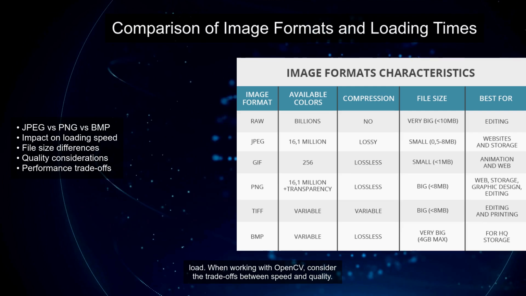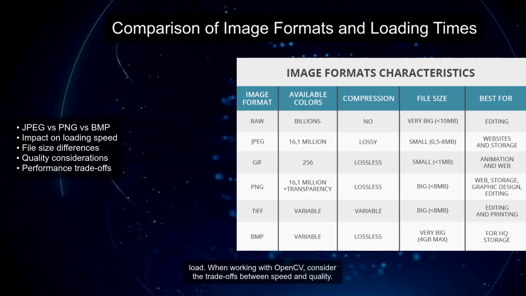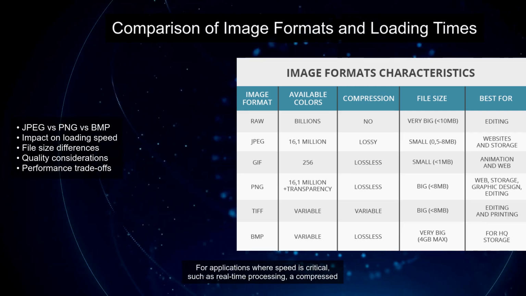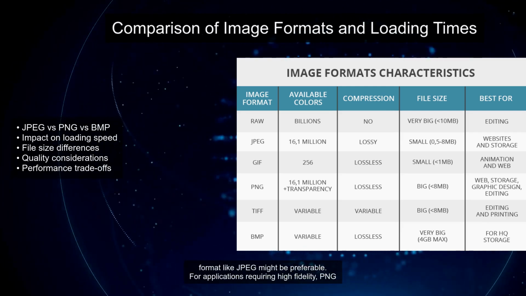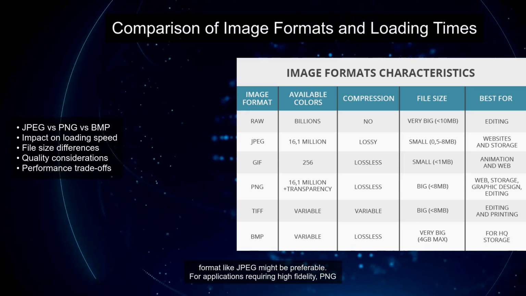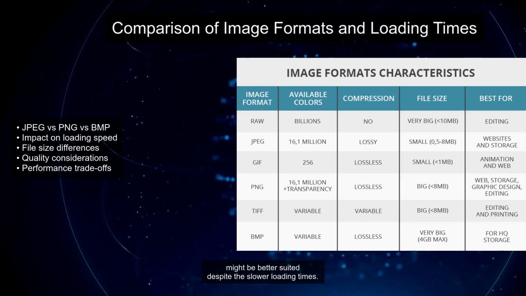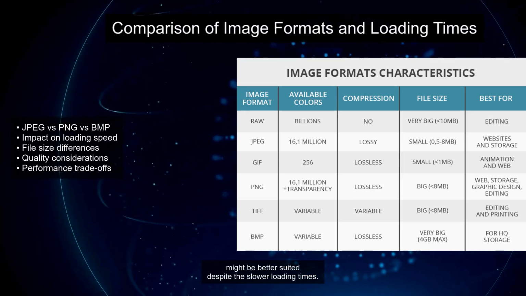When working with OpenCV, consider the trade-offs between speed and quality. For applications where speed is critical, such as real-time processing, a compressed format like JPEG might be preferable. For applications requiring high fidelity, PNG might be better suited despite the slower loading times.